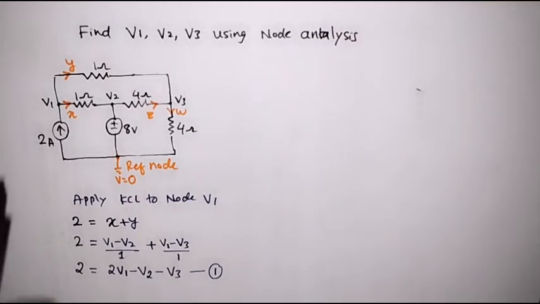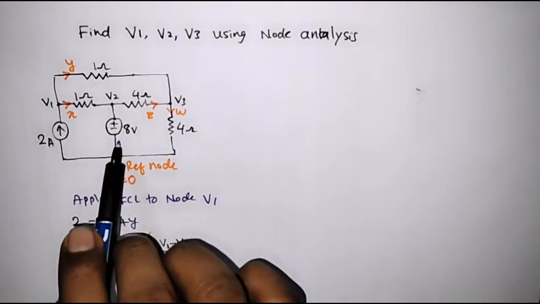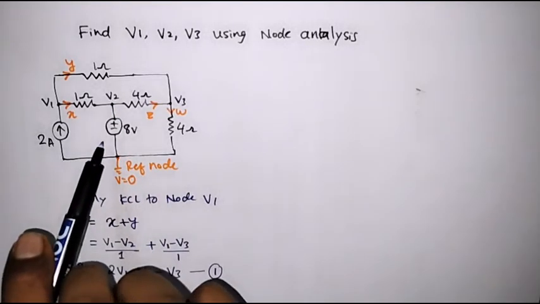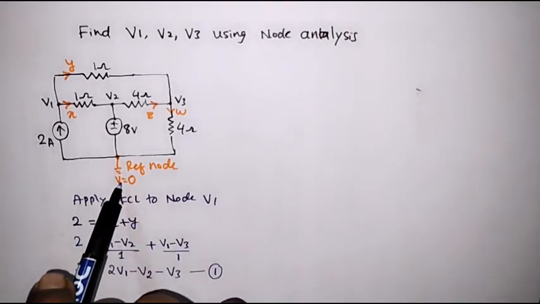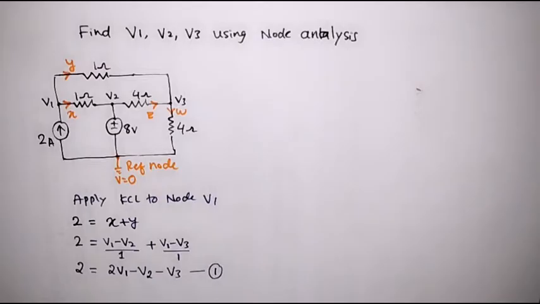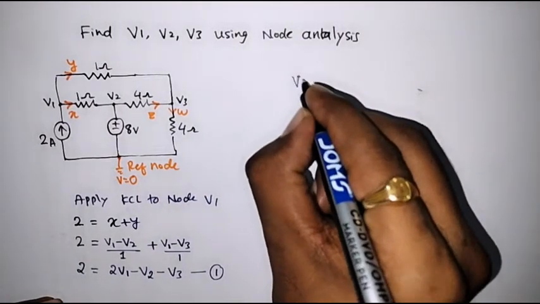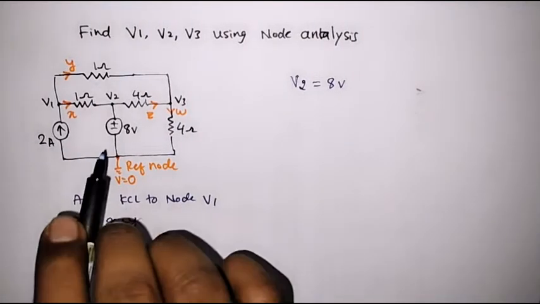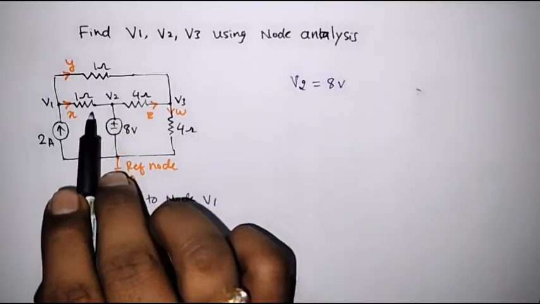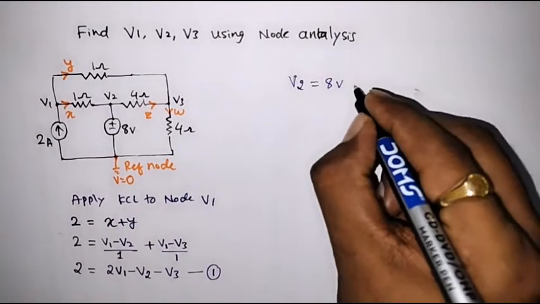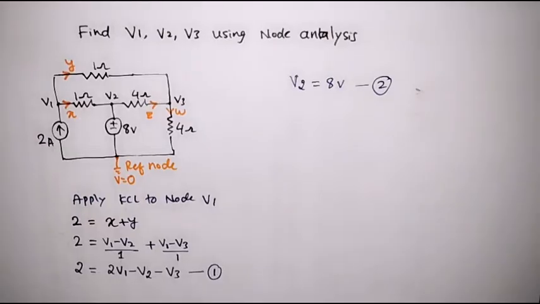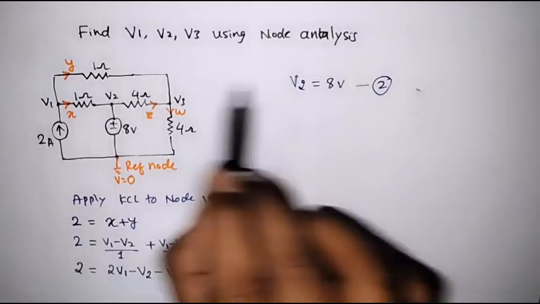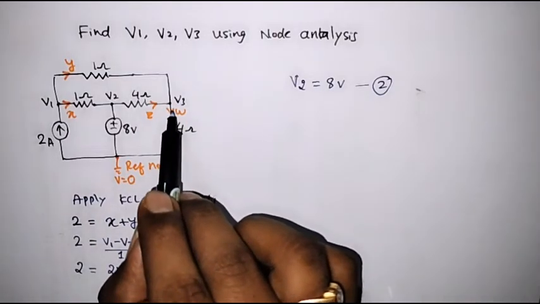Now observe this circuit. A voltage source of 8 volts is directly connected to V2, and the other end of the 8 volt source is connected to the reference node, that is, its voltage is 0. Therefore we can say that the value of V2 is equal to 8 volts, as the voltage source is directly connected to V2. We'll call it equation 2. Now there is no need to apply KCL to this node because we already found the node voltage V2, that is 8 volts. The remaining node is V3.